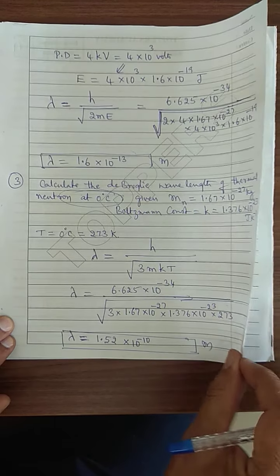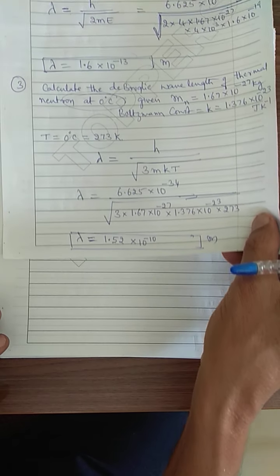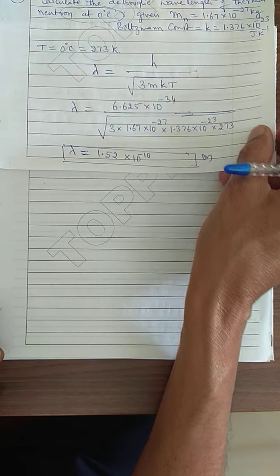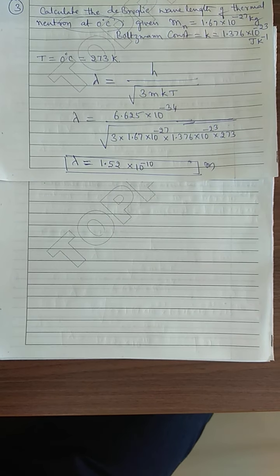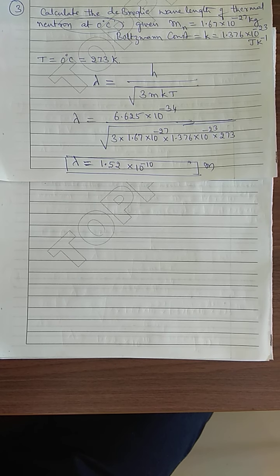Okay, next question. Rakshita is right: 0.15 into 10 to the power of minus 9 meter. That's right.